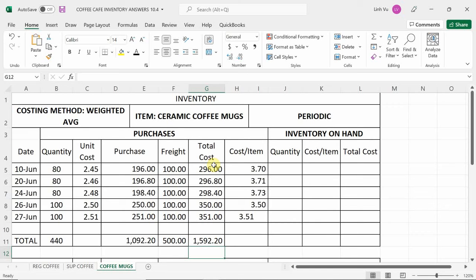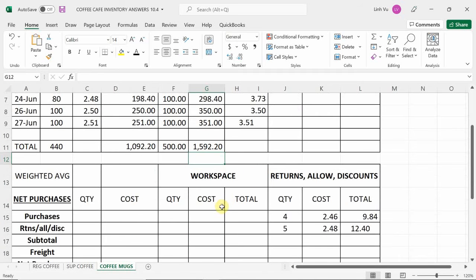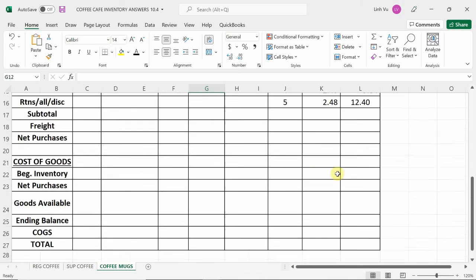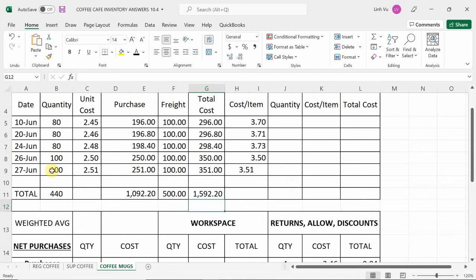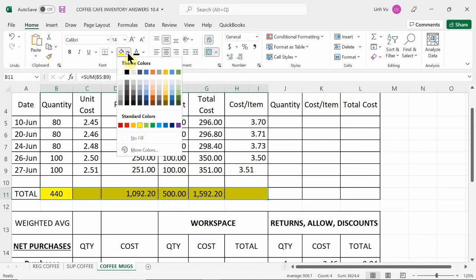And this time, what costing method are we using to solve for my inventory? Weighted average. So in this case, we need to solve for our weighted average. But we also have some returns and allowances, so we need to solve for those as well. So I'm going to highlight these so you know what you're looking for.